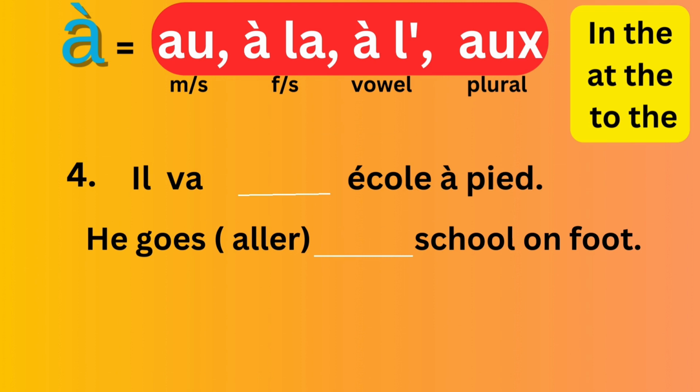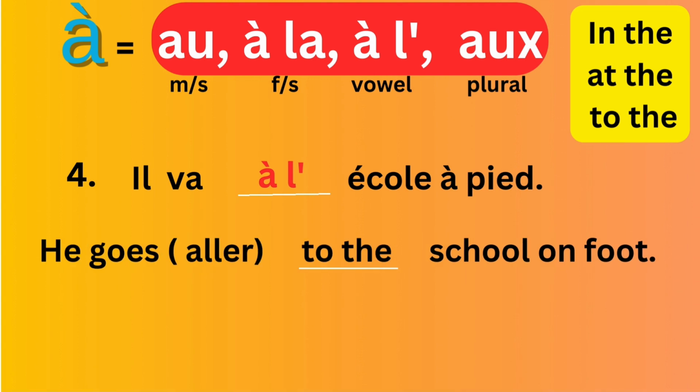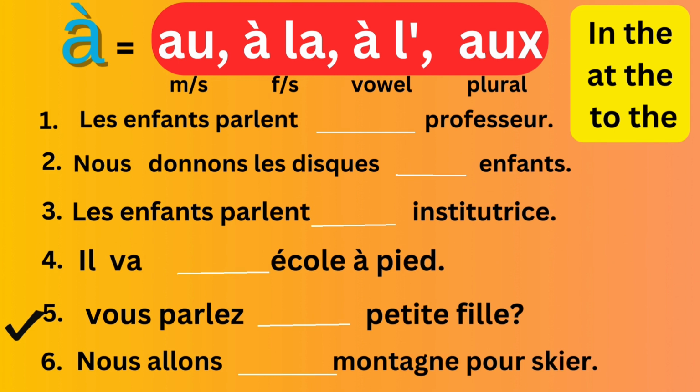He goes dash, the verb is aller, dash school on foot. He goes to the school on foot. So the word after the dash is école. The word is not plural but begins with a vowel, E, and it is singular. So again you are going to use the apostrophe. Il va à l'école à pied. He goes to the school on foot. Let's move to the fifth sentence. Vous parlez dash petite fille.